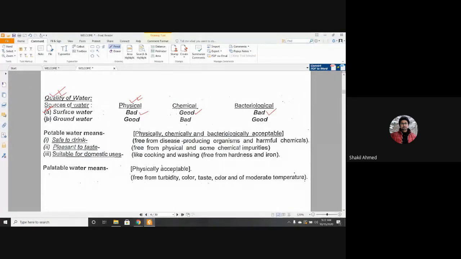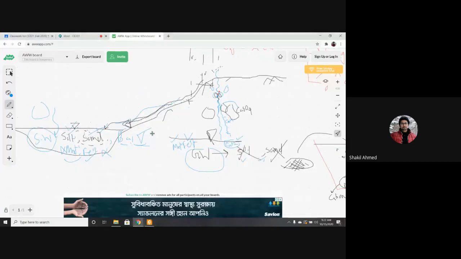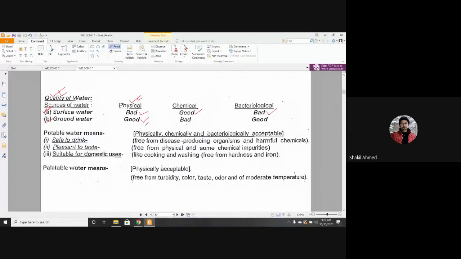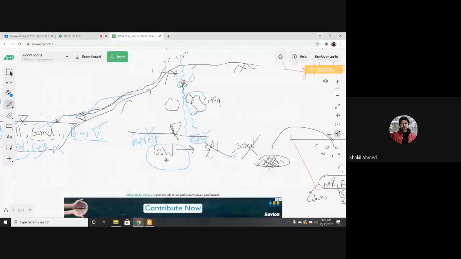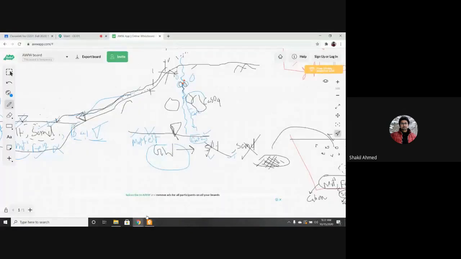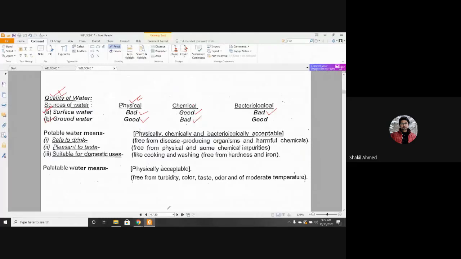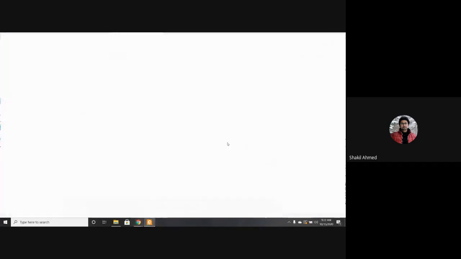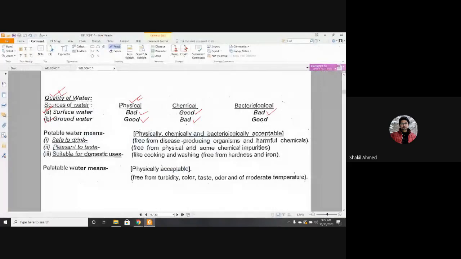Now let's talk about groundwater. Physical: do you have silt, sand? No, so this is good. Chemical: do you have iron, manganese, these things? Yes, so this is bad. Can you have bacteria? Most of the bacteria and these things are filtered, if not all. So this is good. Clear? Yes, sir.